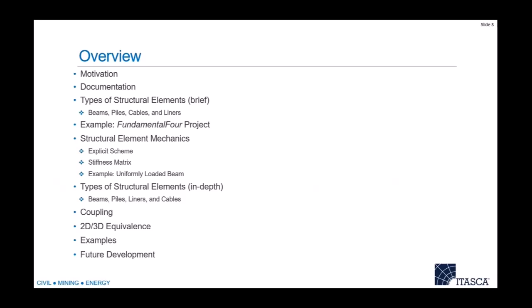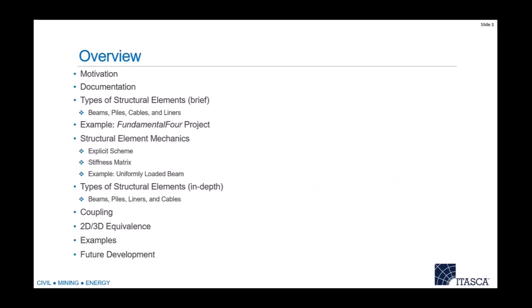After that, we're going to go more in depth about each one of these structural elements, talking a little bit about what it does, what it's used for, and how it's different from the other ones. And then after that, we'll talk about coupling. When I say coupling, just remember it's the same as links. It's the same as element-grid interaction. Basically, coupling is how these elements interact with your FLAC2D zones. That's a very important concept, which I'll try to hit home. All right, and then getting down to the end of the presentation, we'll talk about something called 2D-3D equivalence.